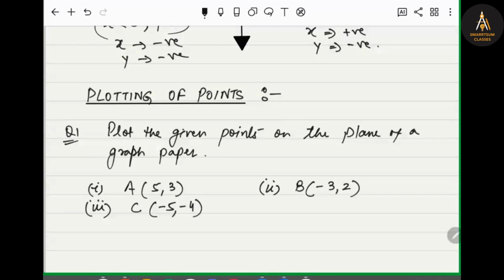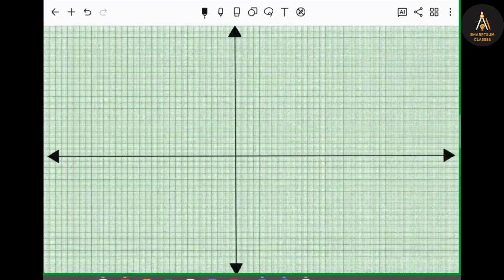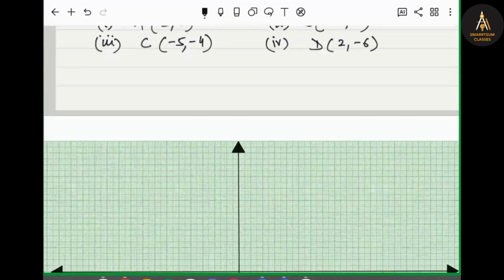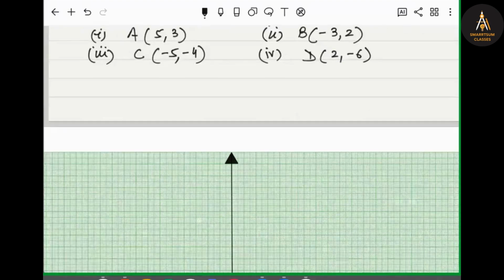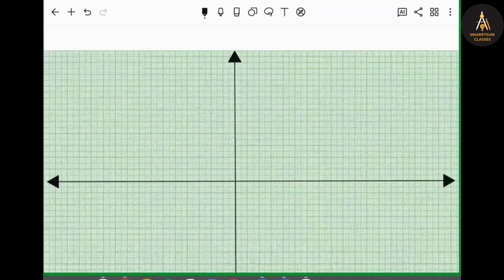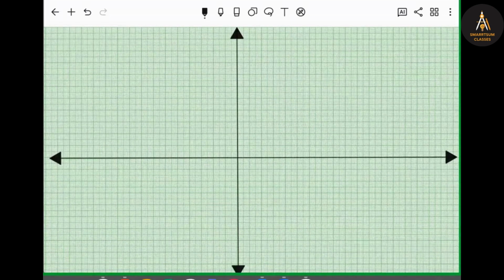Please take out your graph copy. And fourth, D (2, -6). So these are the 4 points which you have to plot on the graph paper. We have to plot these points on the plane of a graph paper. So what is the first step? We will draw the two axes, x-axis and y-axis. This is your x-axis. This is your y-axis.